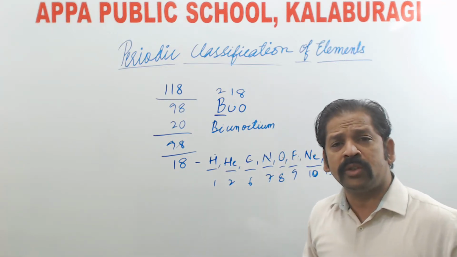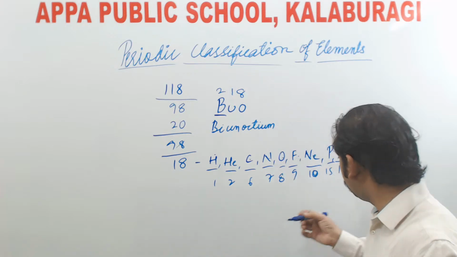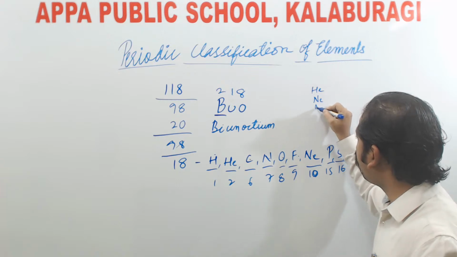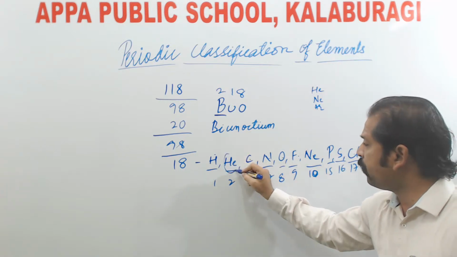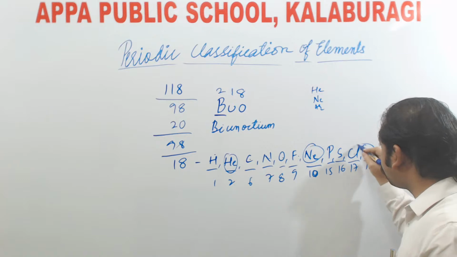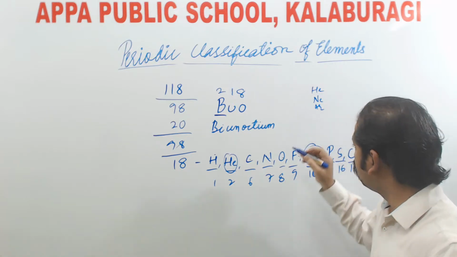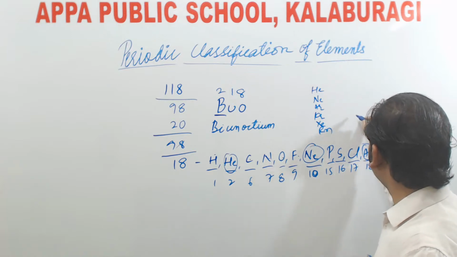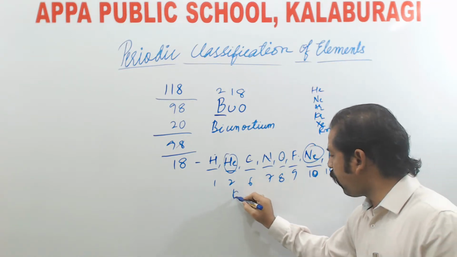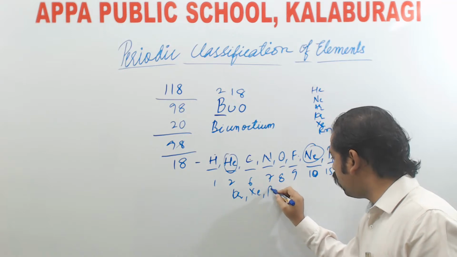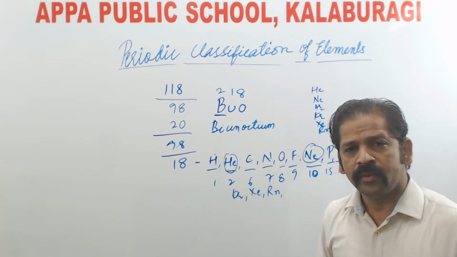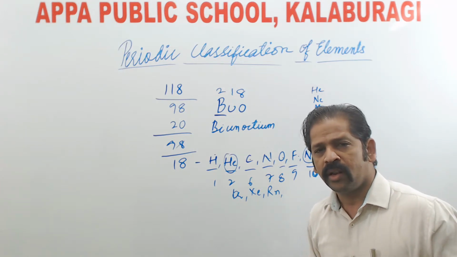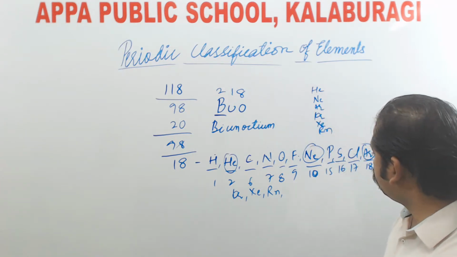11 still, which are those 5 more? Yes, we are having helium, neon, argon. 3 more are remaining, that is krypton, xenon, radon. Here I read krypton, xenon, radon. Yes, 11 plus 3, 14 are there.